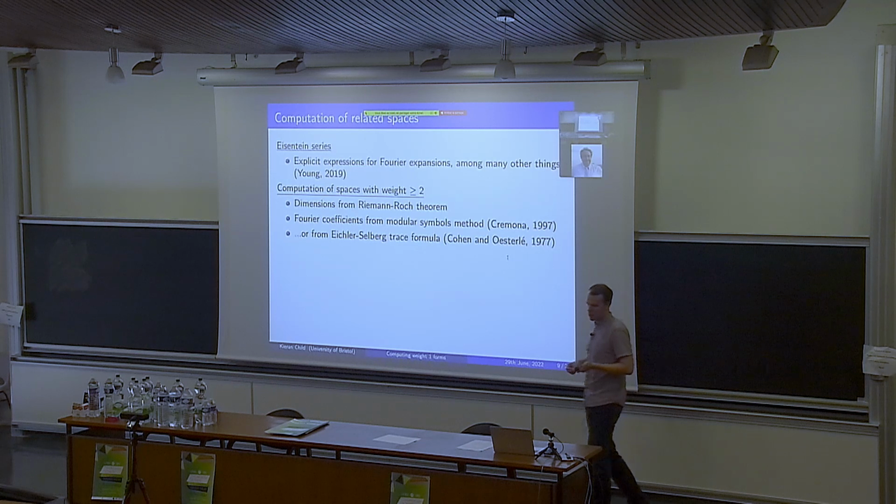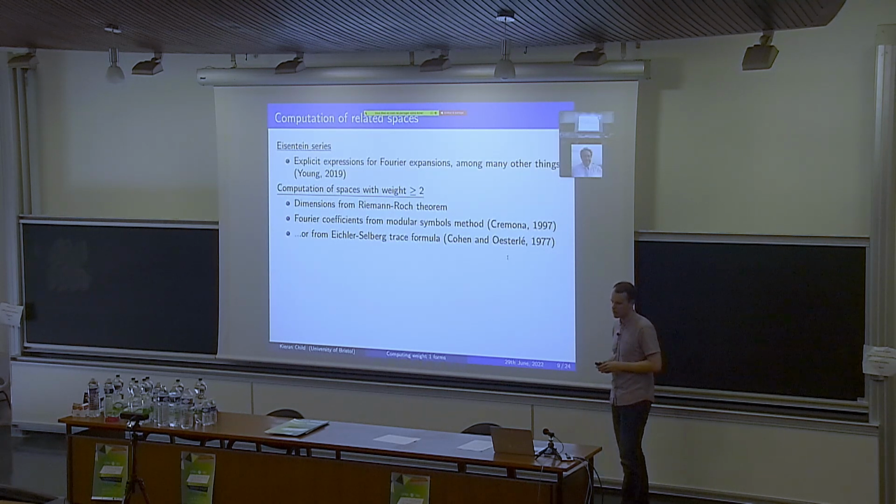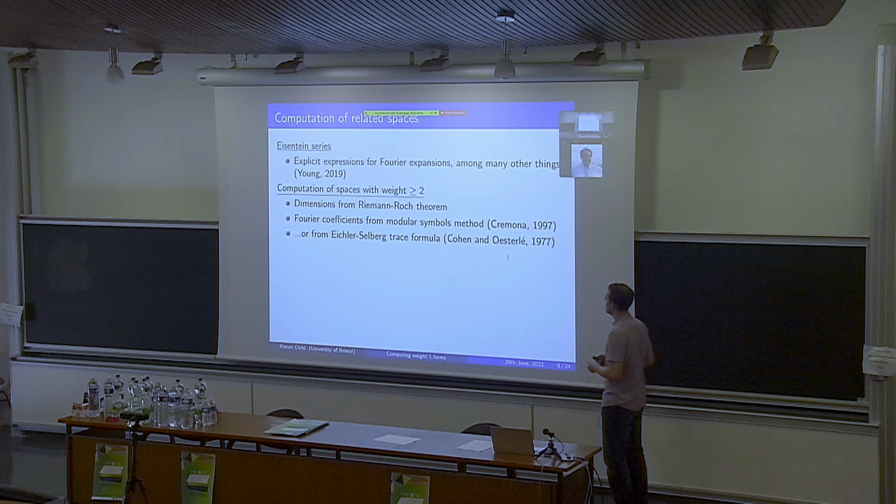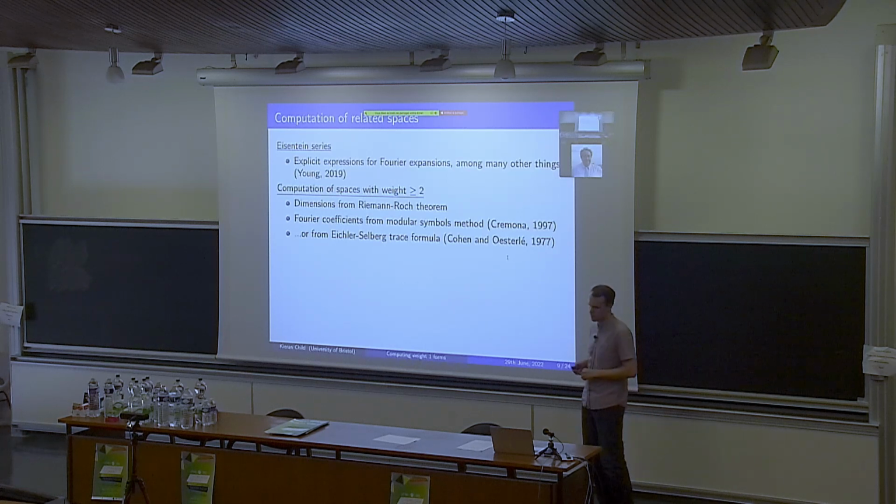How about working in weight at least 2? Well, we know the dimensions. We can get the Fourier coefficients quite quickly and easily. There's the modular symbols method, with a great explanation of that. I think that's how SAGE works. And there's the Eichler-Selberg trace formula, which is how Pari goes about things.